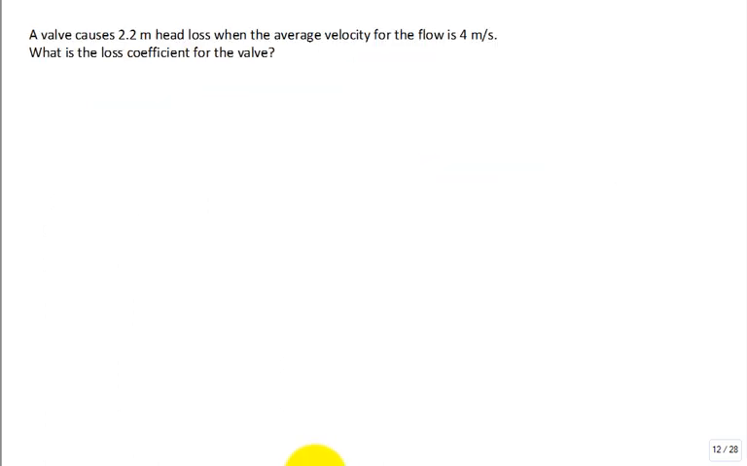Here's a question. A valve causes 2.2 meter head loss when the average velocity for the flow is 4 meters per second. What is the loss coefficient for the valve? Calculate K. That's what you're asked to calculate. So I'm going to pause, walk around, see how far you get. You calculate K, please.